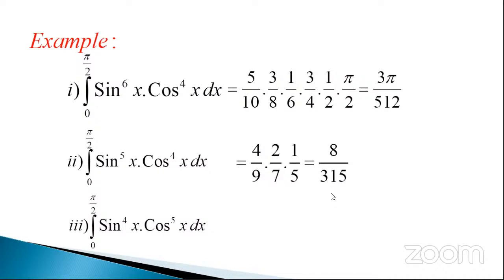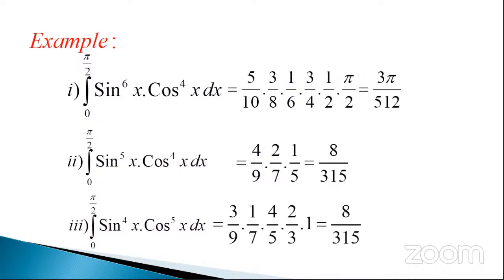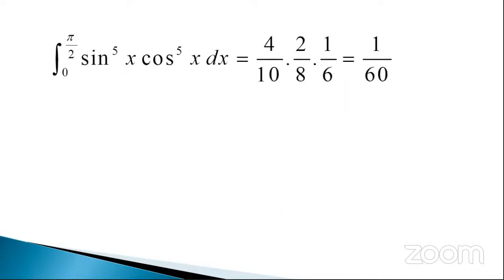In a similar way, the same procedure you can apply. The third problem also in a similar way. Fourth one also. Here both the terms are odd. Same procedure. 5 minus 1, 4 by m plus n means 10. Again you can apply. 4 minus 2, 2. 10 minus 8, and 10 minus 2, 8. This is 1 by n plus 1, it means 1 by 6. Now you simplify it. This is the answer, 1 by 60.